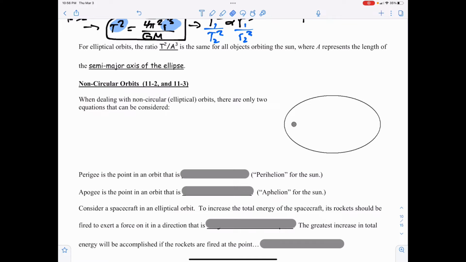Non-circular orbits, sections 11.2 and 11.3. When dealing with non-circular orbits, there are two equations that can be considered. One, conservation of mechanical energy, which just tells you that energy initial equals energy final. You'll have kinetic energy because planets are always in motion, and changing potential energy, because potential energy, if you recall, is equal to negative big G, big M, little m over R.